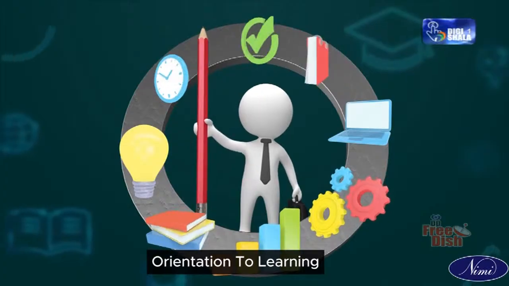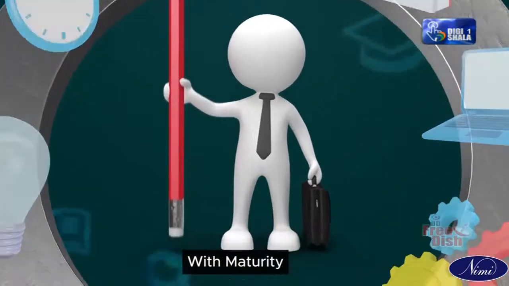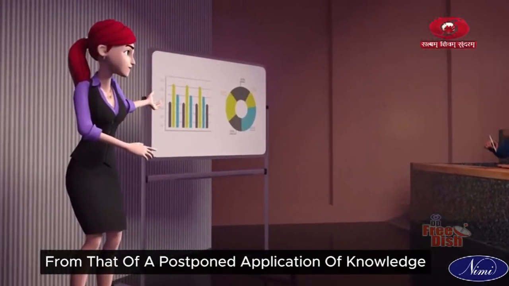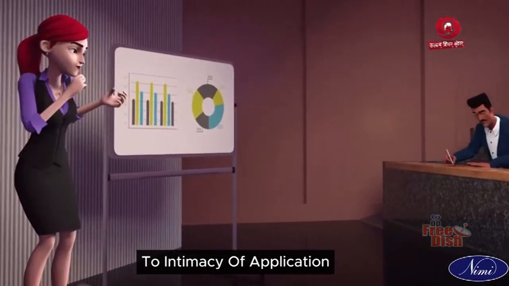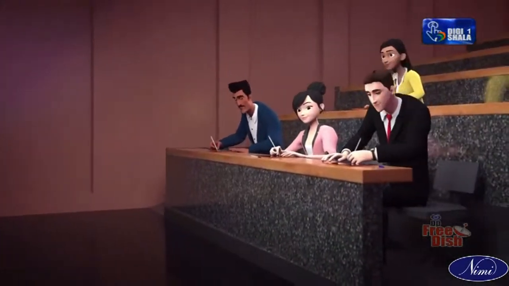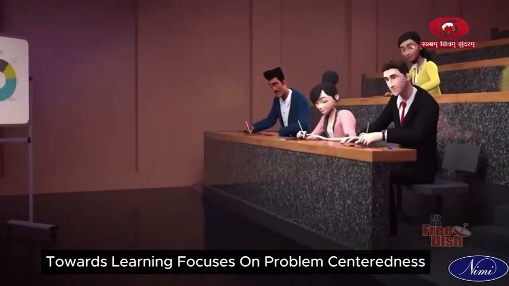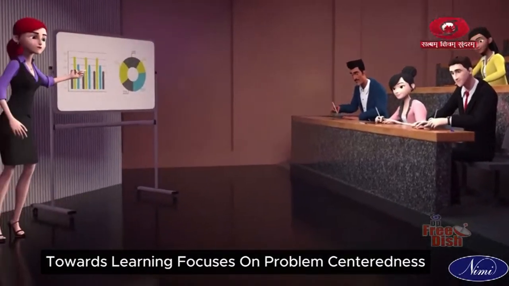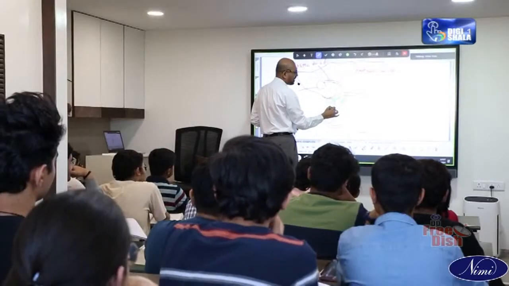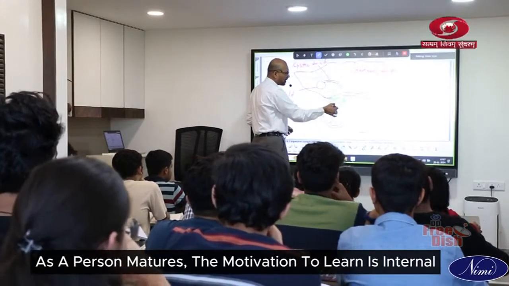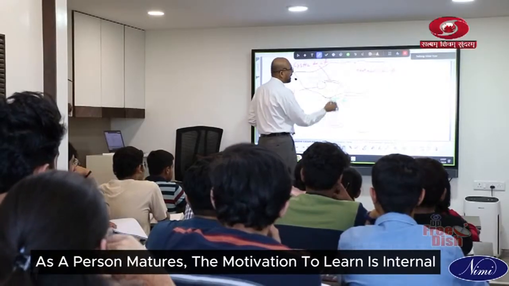Orientation to learning. With maturity, a person's perspective changes from that of postponed application of knowledge to immediacy of application. Hence, orientation towards learning focuses on problem-centeredness. Motivation to learn. As a person matures, the motivation to learn is internal.